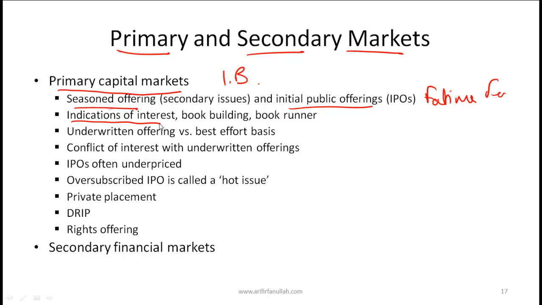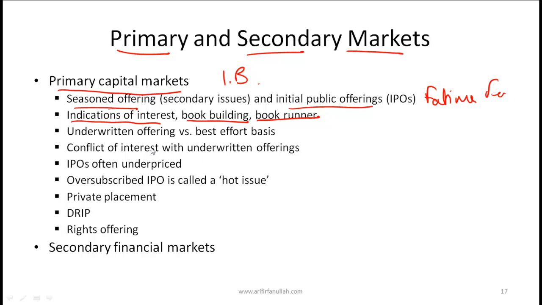If investors are not willing to pay too much for the shares, then the share prices come down. If investors are willing to pay more, then share prices can go up. The process of collecting all these indications of interest is called book building, and the investment bank that is building this book is essentially called the book runner.